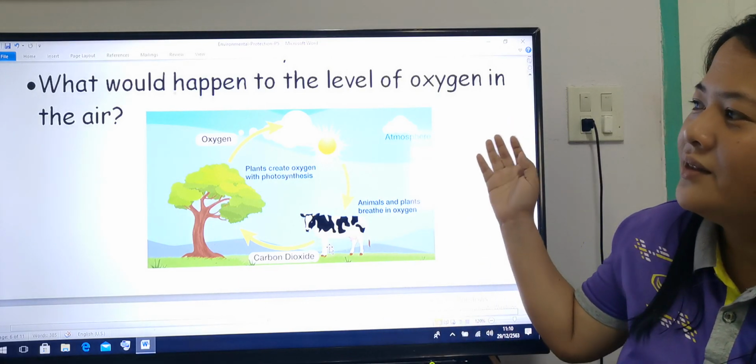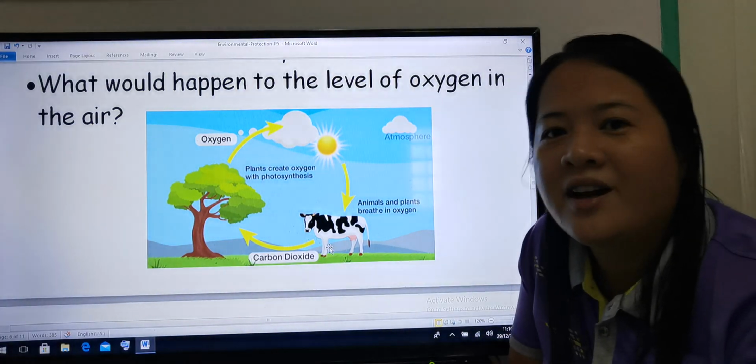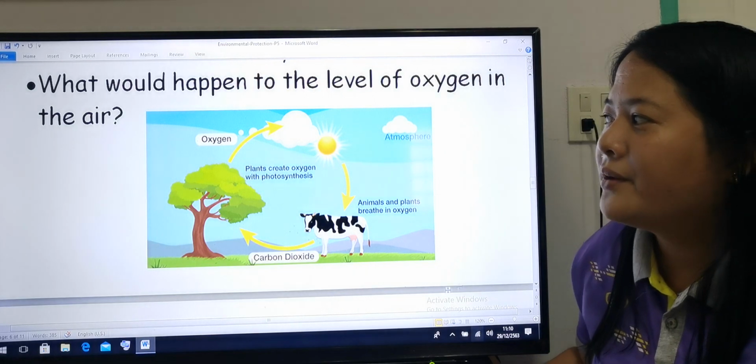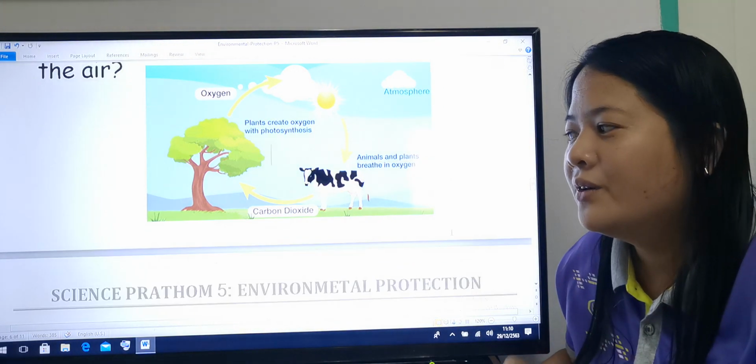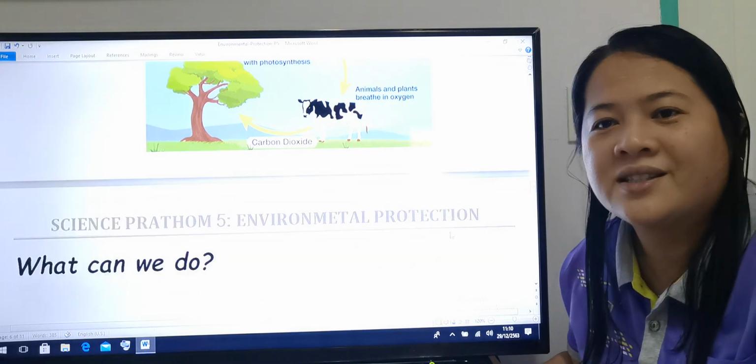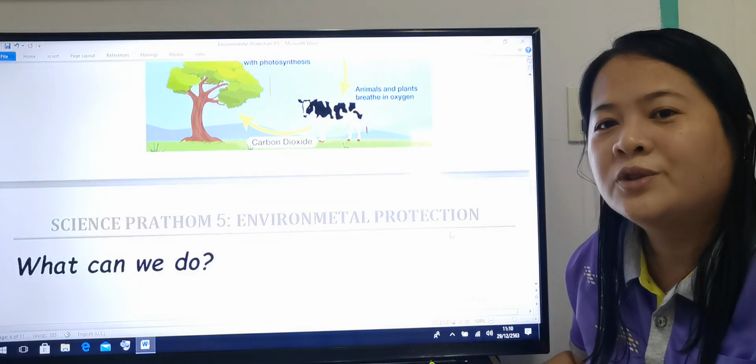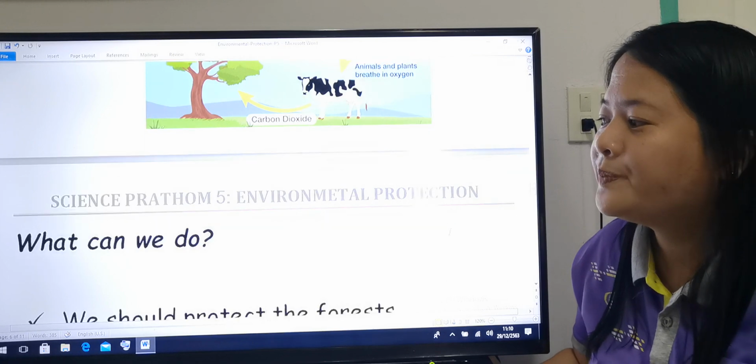So deforestation, the cutting down of trees, is very, very not good for the environment, okay? So what can we do? That's the question. What can we do to protect our environment?